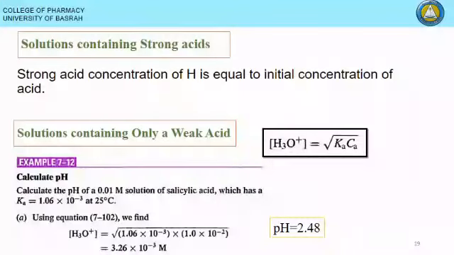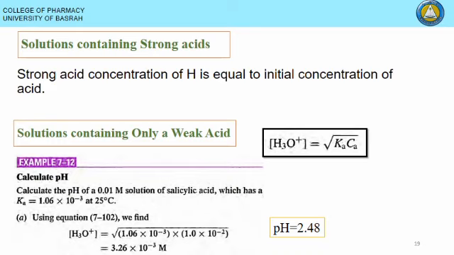Okay, now we're going to study how we calculate the hydrogen ion concentration from different electrolytic solutions. First, if we have a solution containing a strong acid, for example hydrochloric acid, it's going to dissociate completely. So if we have 0.1 normal HCl, it's going to give us 0.1 normal hydrogen ion concentration. So for a strong acid, the concentration of H is equal to the initial concentration of the acid.